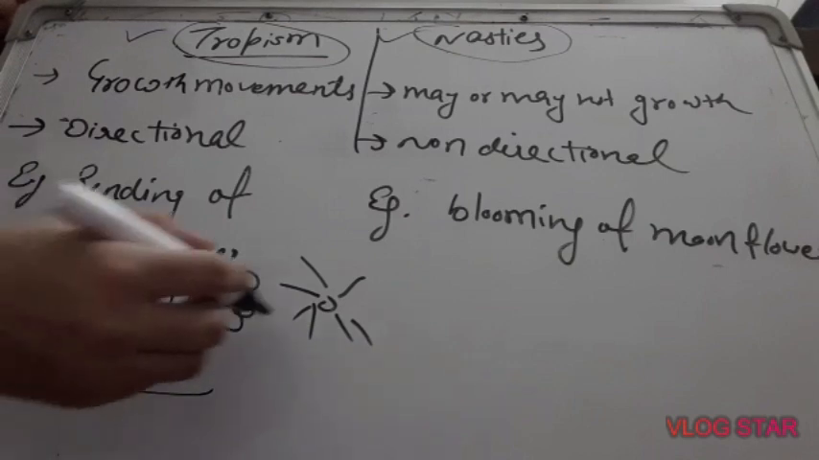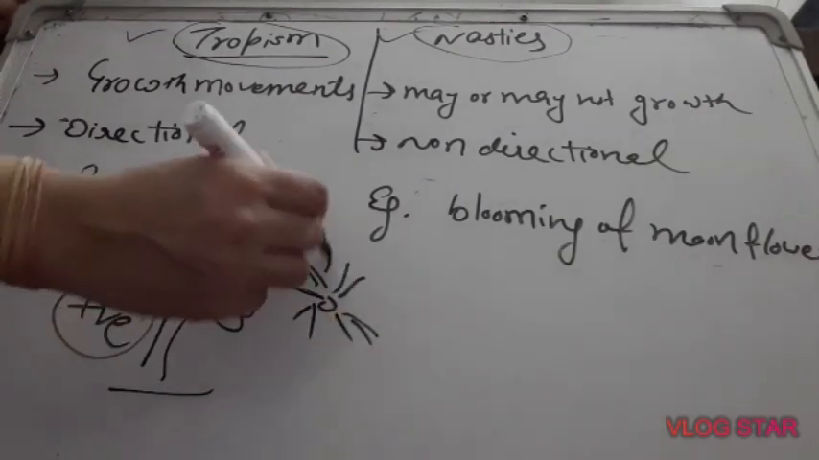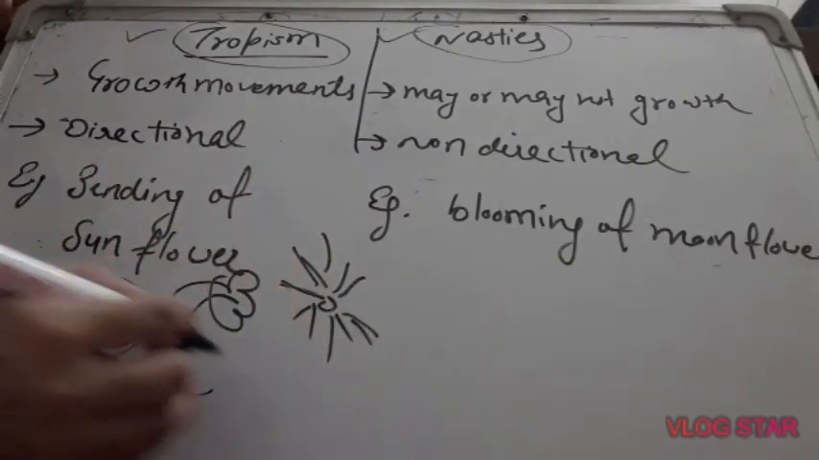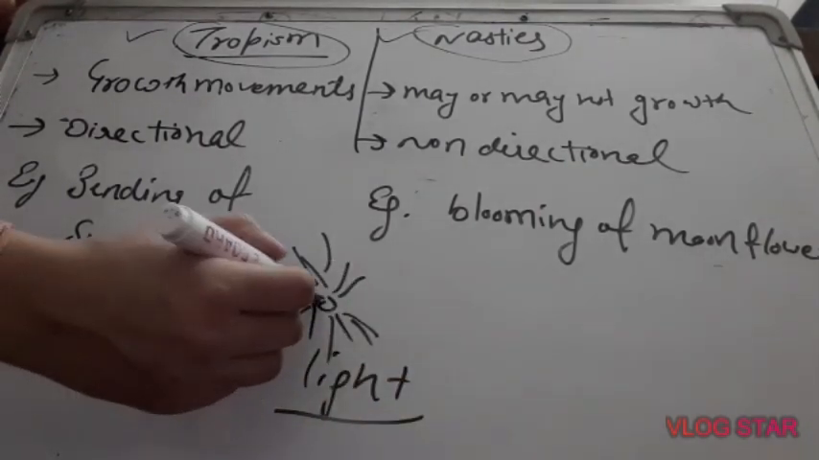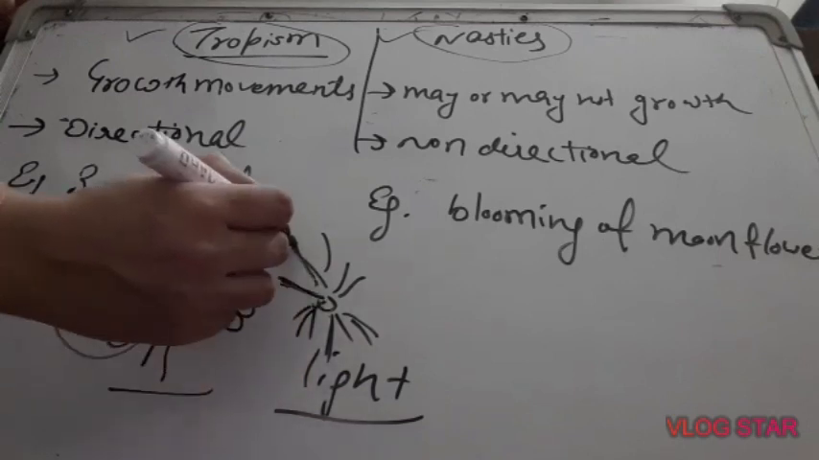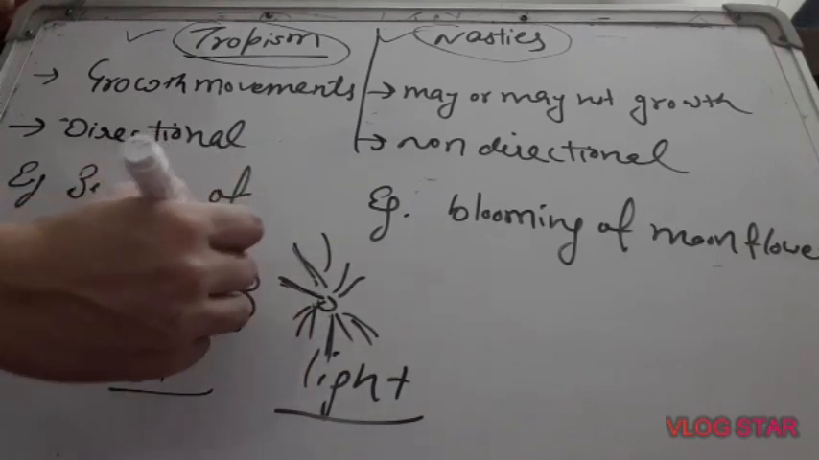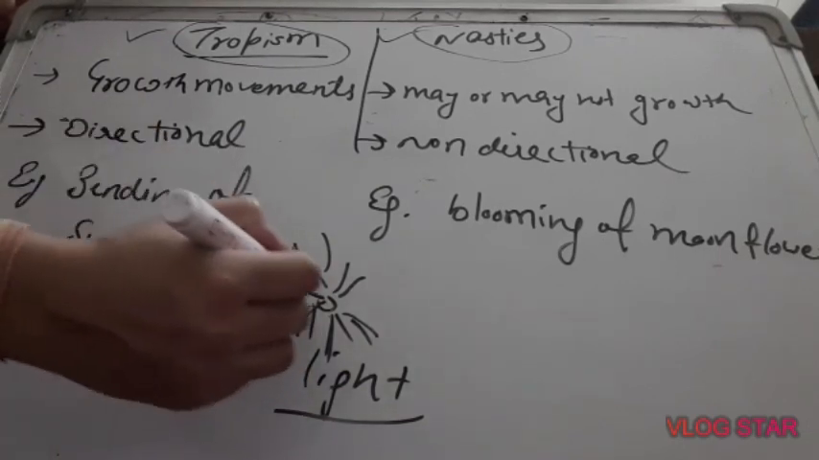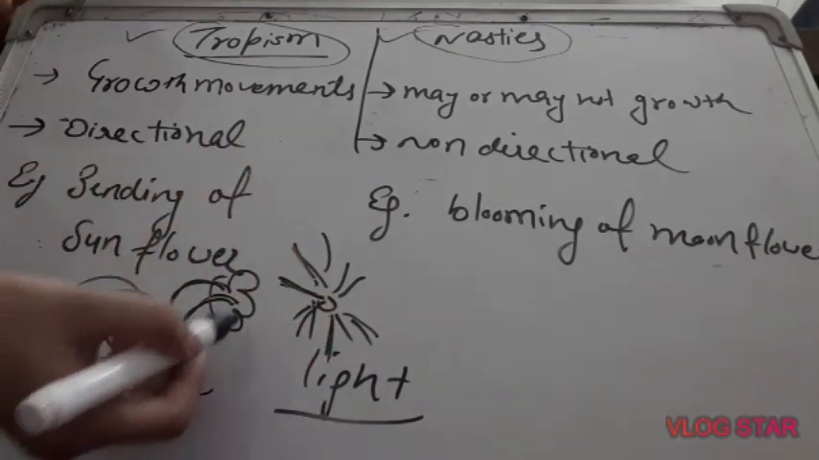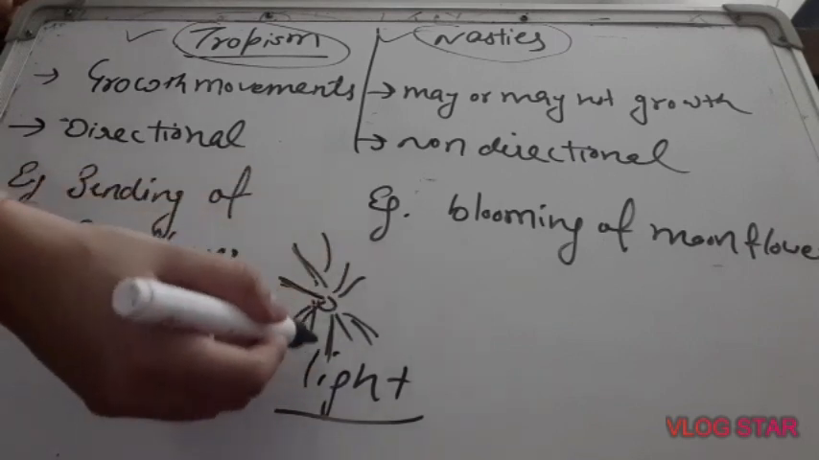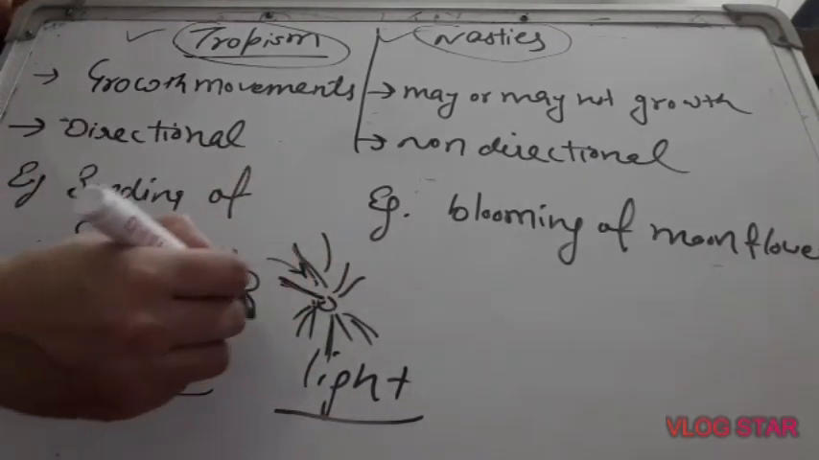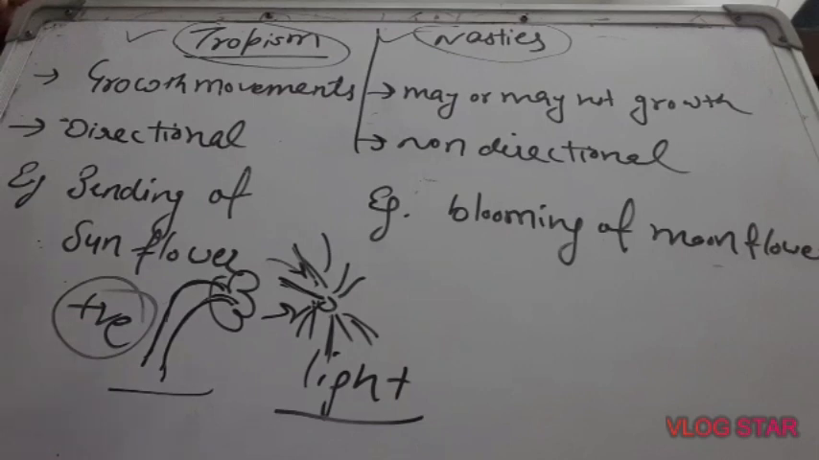Why is it positive? Because where is the stimulus coming from? The stimulus here is light, sunlight. In whichever direction it comes, the sunflower moves towards the same direction. If the sun is towards the right, the sunflower will move towards the right. If it is towards the left, the sunflower will move towards the left. So it moves towards the stimulus, towards the light. That is why it is a positive phototropic movement.